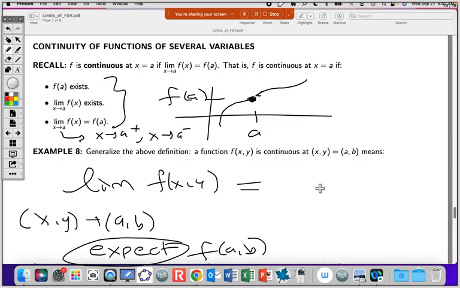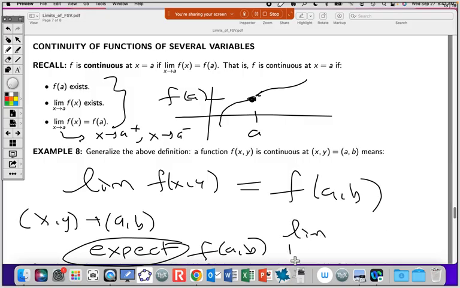So what would go here on the right-hand side? F of AB. There you go. Okay. And once again, I encourage you to look back when we talked about continuity of functions of several variables.